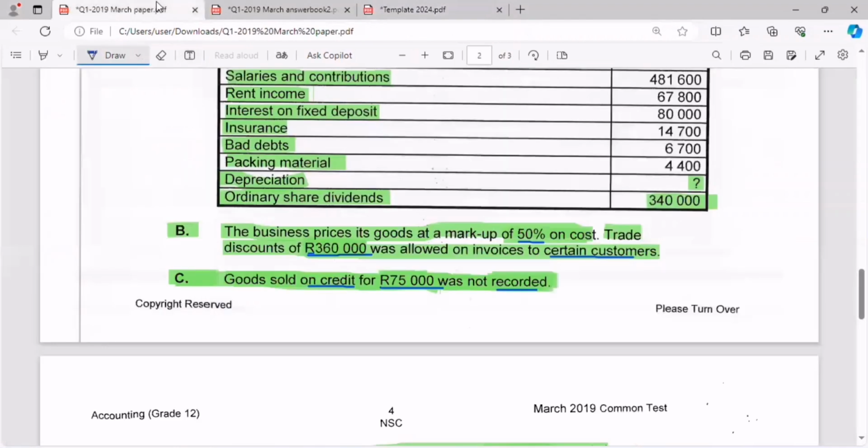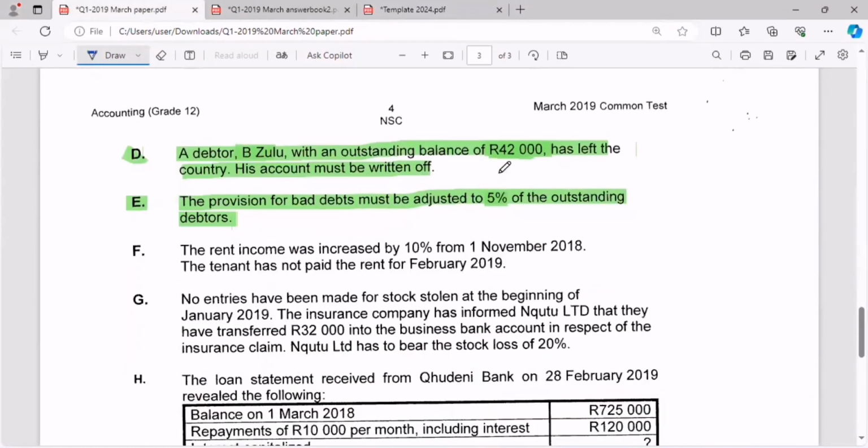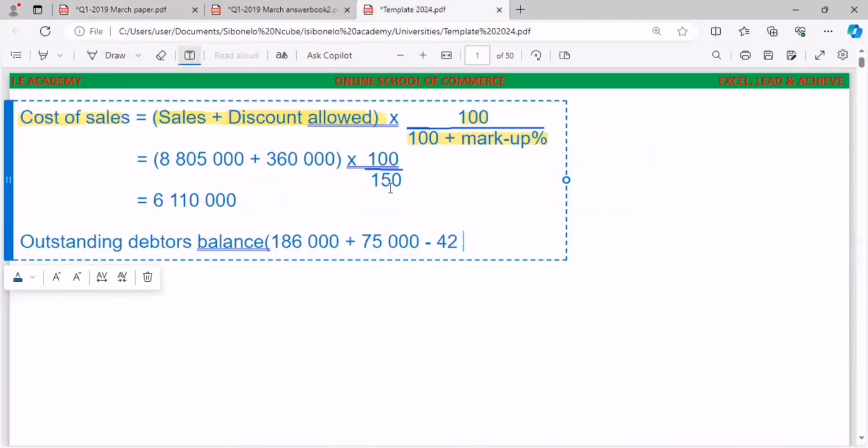And then there is this one debtor who left the country. So his balance of 42,000 was recorded, but now we can't trace this person because he has left the country. So we must write off his account. So we must cancel his debt. So this 42,000 is included in the 186,000 that is given in the trial balance. So now, because the person has to be written off, we must cancel his debt. So we subtract 42,000 because we have told ourselves that, no, it's okay. We will no longer receive the 42,000 because the person has left the country without paying us. So now we are canceling his balance.